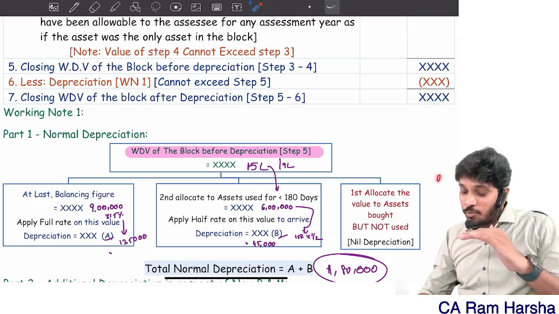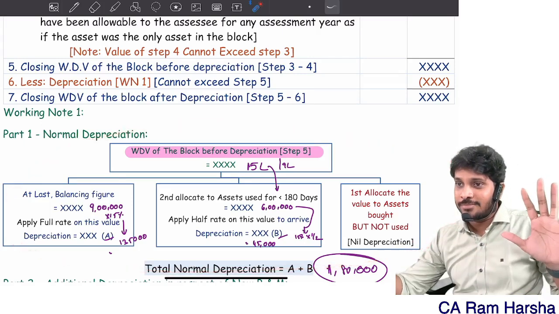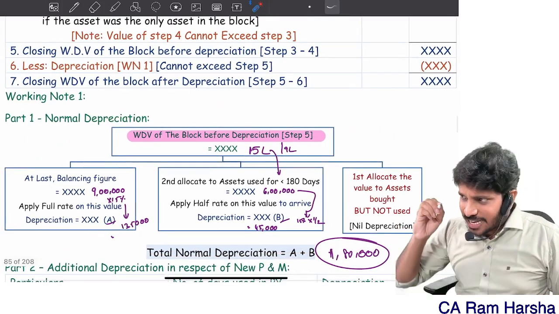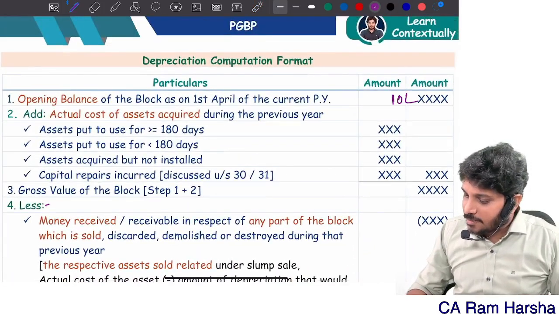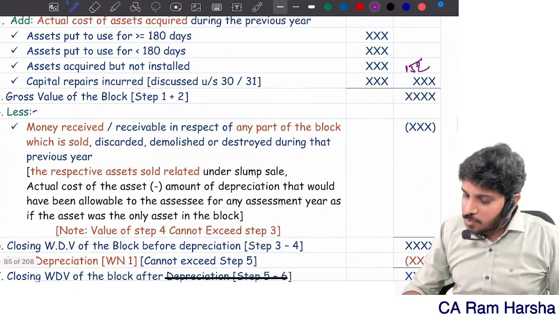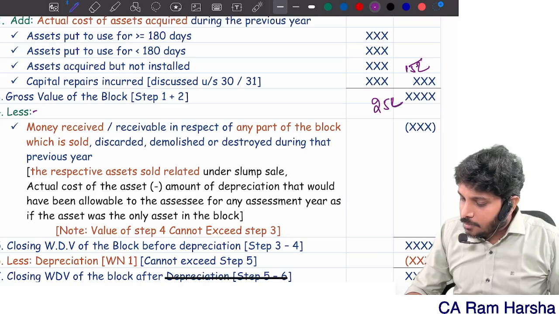Now let's understand why this logic. Tell me, in our question right now, let us substitute those values. Opening value 10 lakh. Additions are approximately 15 lakh. Gross block value approximately, correct?